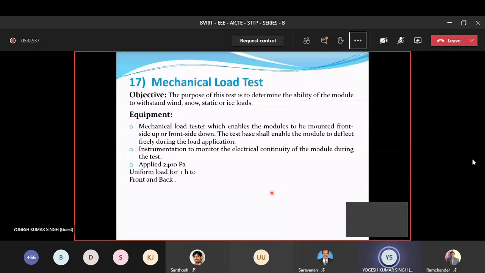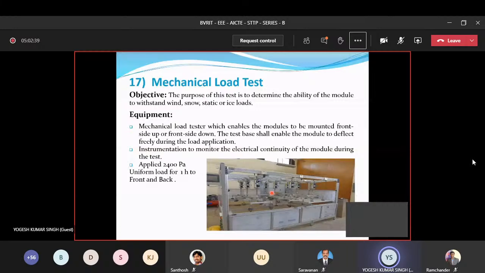So this is a typical example of the setup. Here you can see a different type of grill, and you can also see that a module is already attached to the system. We apply 2400 Pascal, uniformly loaded from the front and the back side. This is the example of the mechanical load testing of the system.